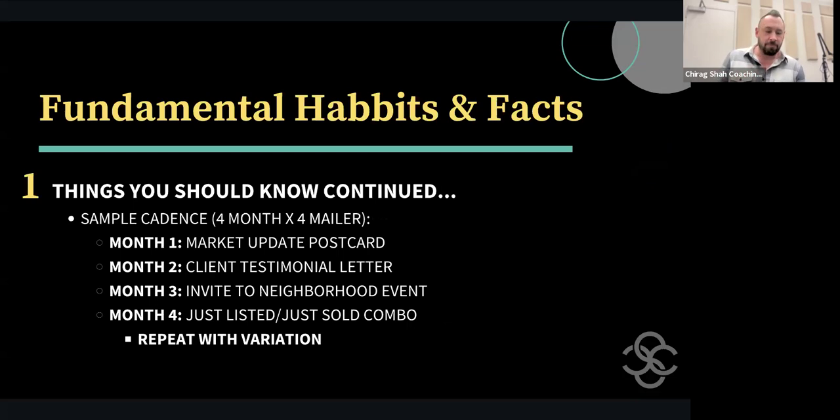When it comes to cadence, here's a number that you can follow: I go by a 4x4. 4x4 should be your habit. That's 4 months of 4 different pieces, and then you can repeat. So it's not like you have to come up with 14 to 16 crazy, creative, outlandish pieces. Month 1, send a market update postcard. Month 2, client testimonial letter. Month 3, invite to a neighborhood event, whether that's an open house, something you're doing, or something that the community is putting on. Month 4, just listed, just sold combo, and then repeat with some variation.